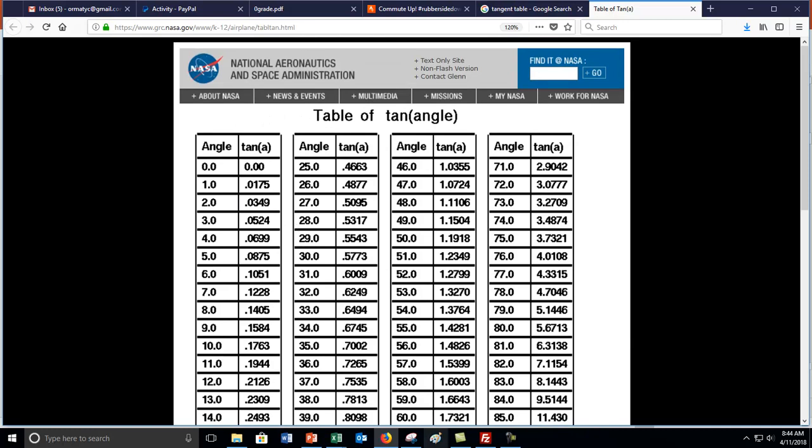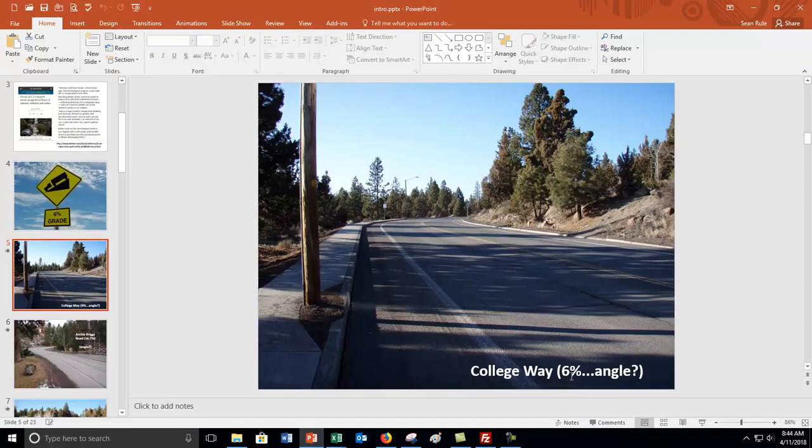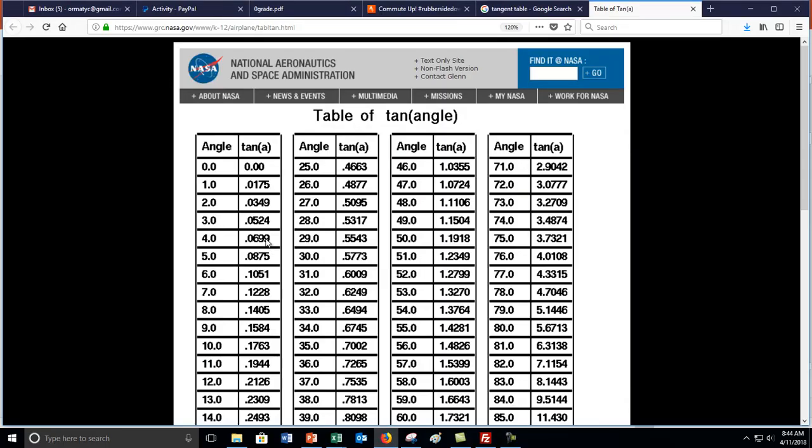Now, if you look back at College Way, it has a 6% grade. And if you look at this chart, you'll notice that there is no exact 6%. There's 5.24 and there's 6.99. So for this class, I'm not looking for scientific precision for something like this. We can just say it's between 3 and 4 degrees. 3.5 if you want to give a decimal value.